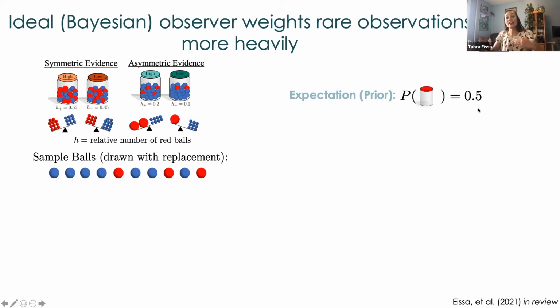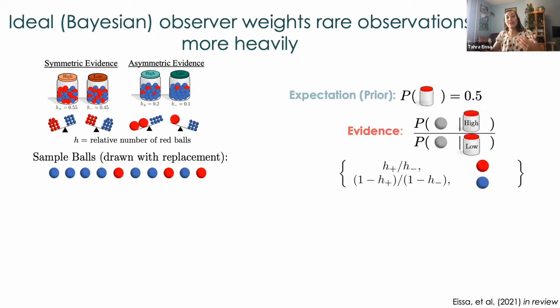Now, we again have to consider the evidence. Evidence in this case is a ball draw. We can describe this by asking, what is the probability that a particular color ball is drawn from the high jar or from the low jar? And we're going to compare these two. Because our observer actually knows what these ratios are, where H plus and H minus tell us the relative number of red balls, we can describe this explicitly.